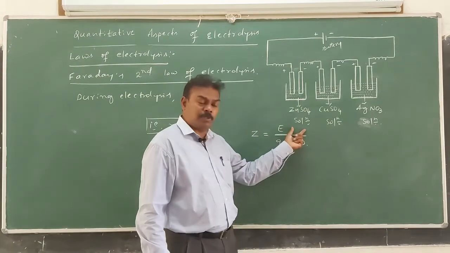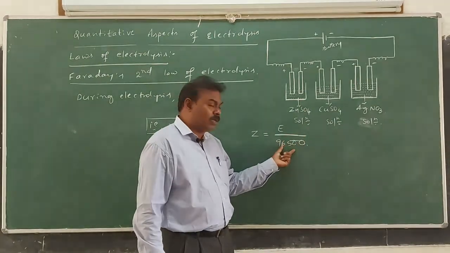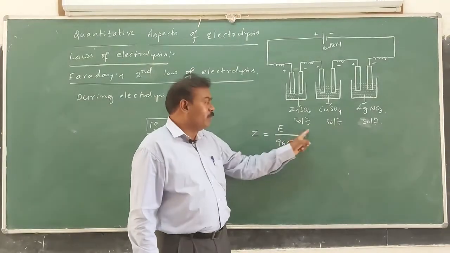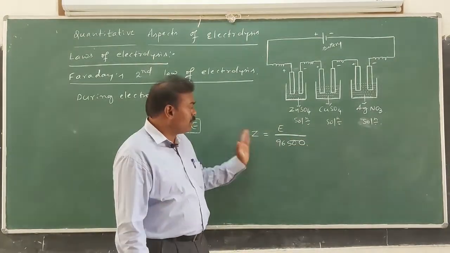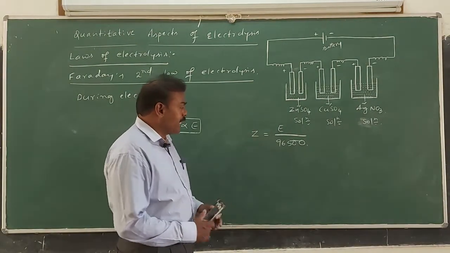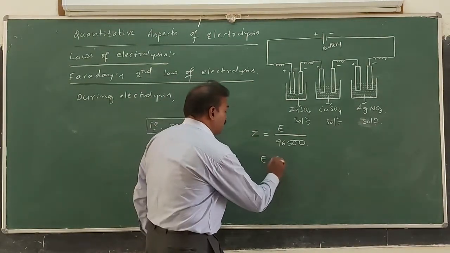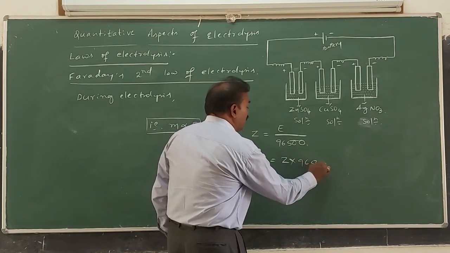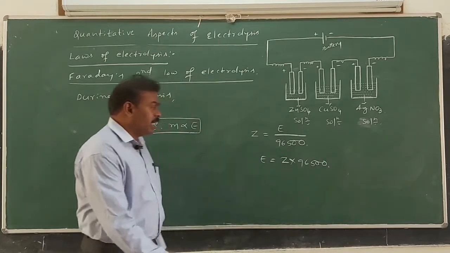Equivalent mass is expressed in terms of the gram, and the quantity of electricity is expressed in terms of the coulomb, so gram per coulomb. This is the unit of the electrochemical equivalent. Now this relation can be written as E is equal to Z into 96,500 coulomb.